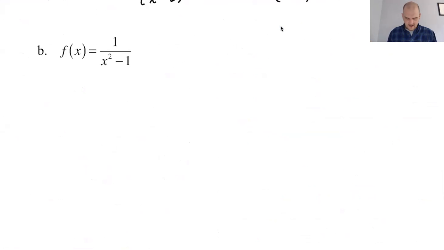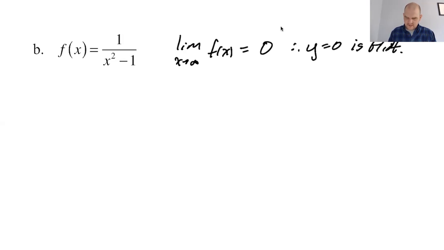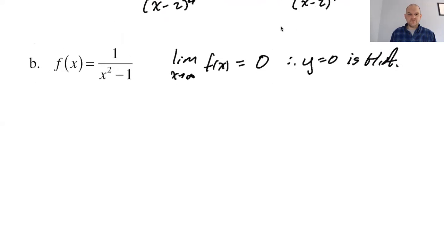All right, so here, the limit as x approaches infinity of f of x is actually just 0. So therefore y equals 0 is a horizontal asymptote. So you dive right in, right? So we got our horizontal asymptote.